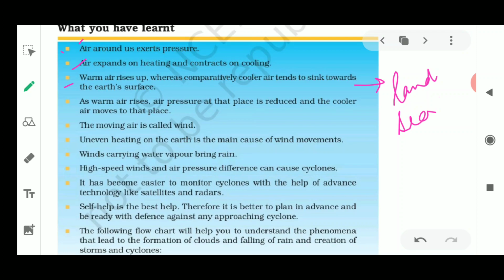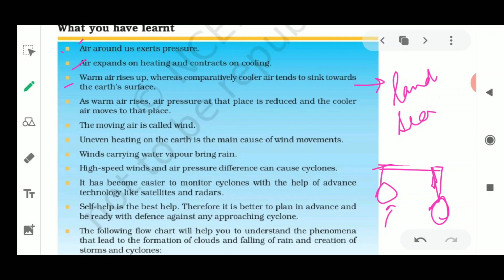And in this experiment we have seen that whenever the empty paper cups were heated up, the surrounding air got heated up and went inside that paper cup. Then the paper cup having the hot air became lighter and started rising up, and the side having the cooler air was pushed downwards. This was happening because hot air always tends to rise up. So warmer air rises up, air pressure of the place is decreased, and the cooler air then moves to that place.